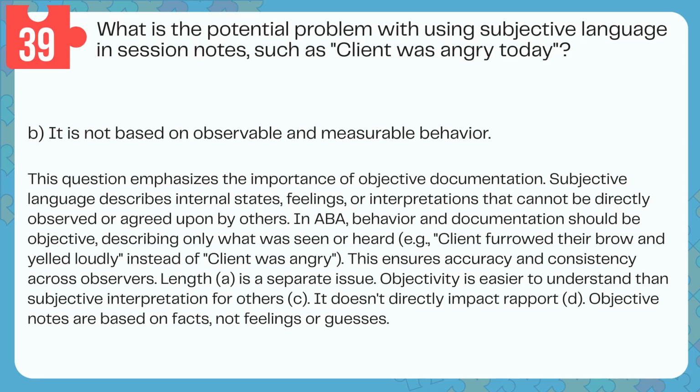Length: A is a separate issue. Objectivity is easier to understand than subjective interpretation for others. C. It doesn't directly impact the report. D. Objective notes are based on facts, not feelings or guesses.